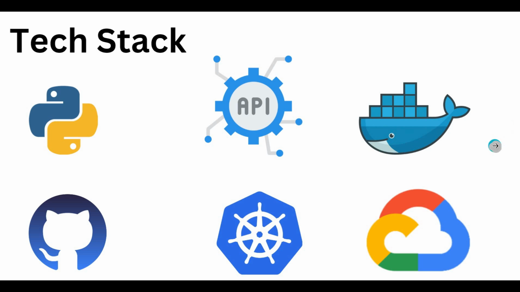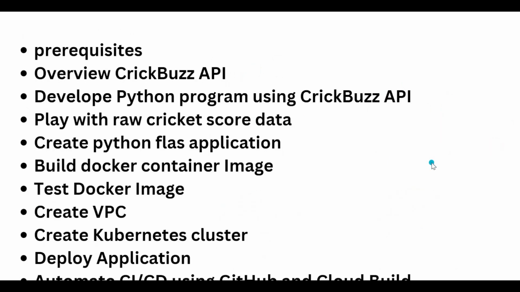Now let me walk you through the steps we are going to perform in this complete project. First, I will walk you through the prerequisites. We need Python to be installed on your system. If you are trying to perform it on your system, you need VS Code or any code editor. I am comfortable with VS Code, so that's why I am using it. If you are comfortable with IntelliJ, you can use your own code editor. But we need Python installed on your system to test and build our application.